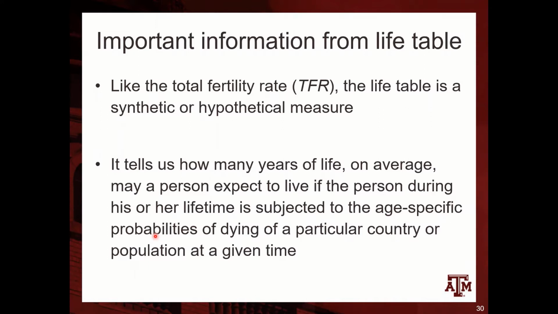So the exercise that we are doing here is the same exercise that we did with total fertility rate. We are saying that we have this hypothetical group of people that are exposed to those rates. In fertility, it tells us how many children on average women would have if they were exposed to those age-specific fertility rates. In mortality, how many years on average people would live if they were exposed to those age-specific mortality rates that we measure for a specific country in a specific year. Okay?